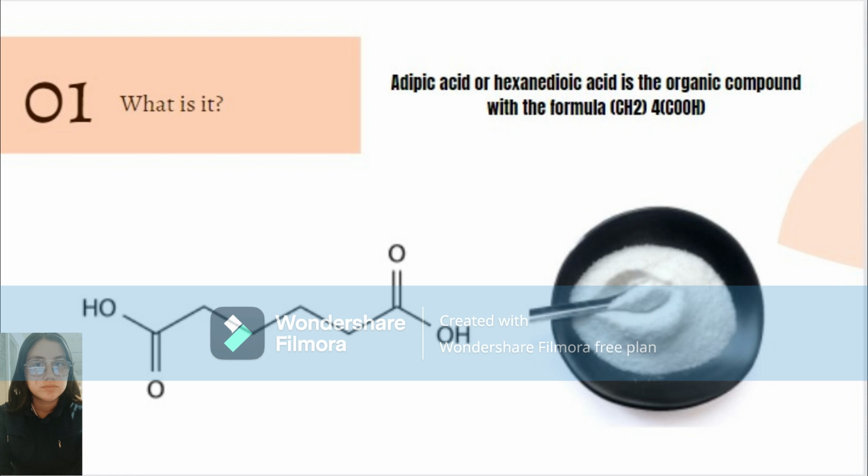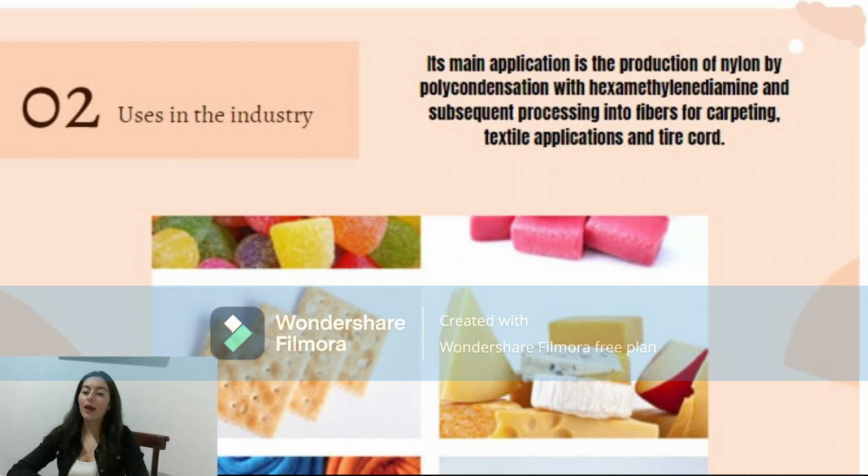Uses in the industry. Its main application is the production of nylon by polycondensation with hexamethylene diamine and subsequent processing into fibers for carpeting, textile applications, and tire cord. Adipic acid is used for a wide range of applications, including conversion to esters for plasticizers, lubricants, and polyurethane resins, as an acidifier for jellies and jams, as a food additive, to make insect repellent, and as an intermediate for paints.